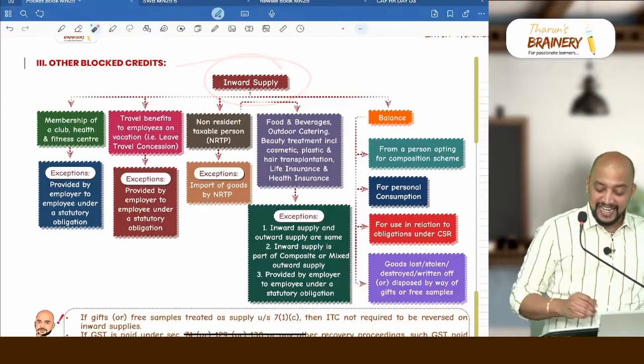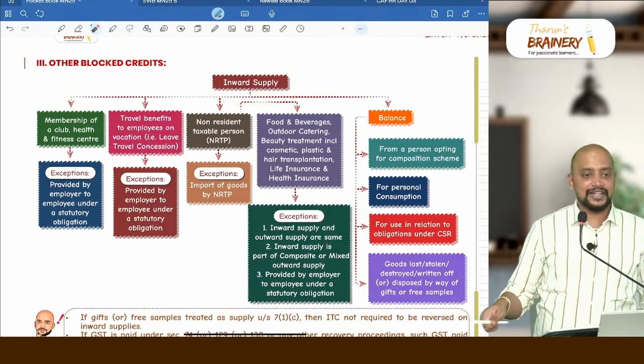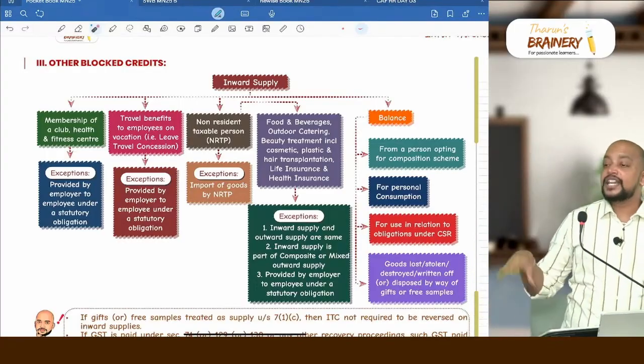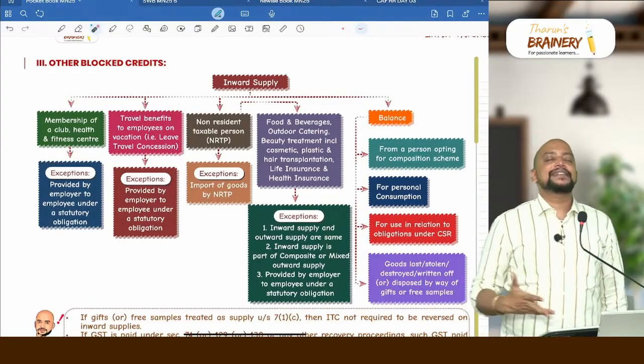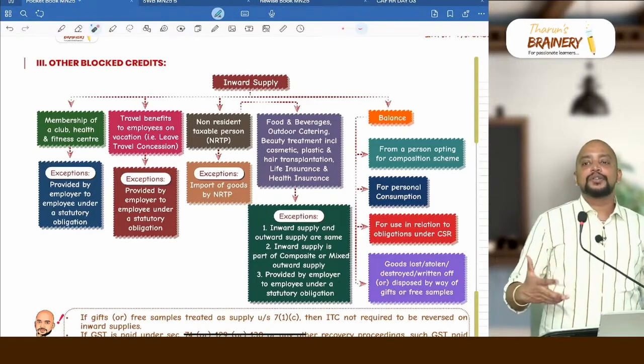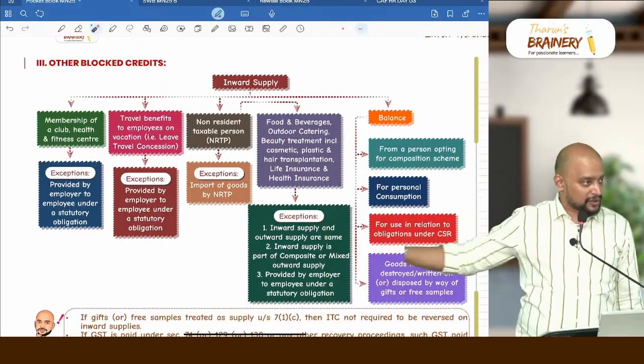Then inward supply, look into other blocked credits. Membership of a club, health and fitness center is a blocked credit, even though it is for business purposes. For example, a chartered accountant takes membership of a Rotary club or a Lions club for the purpose of expanding his clientele. He cannot take ITC because it is a blocked credit.